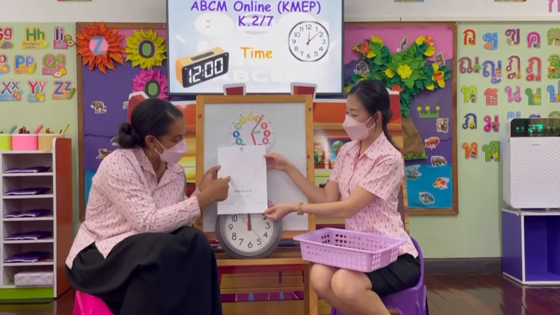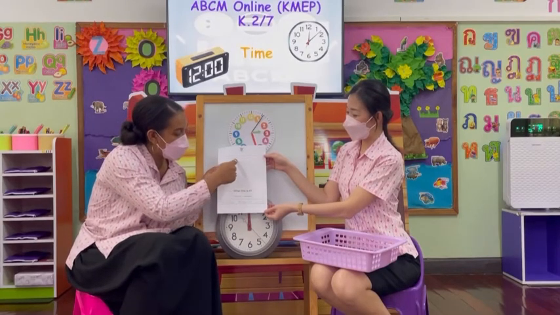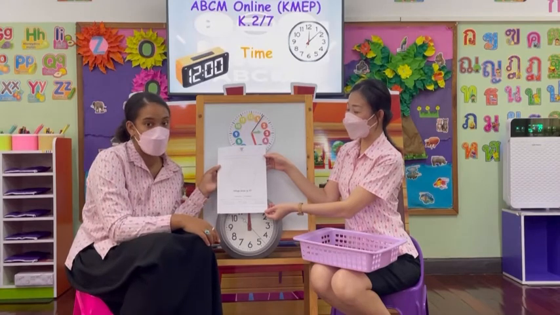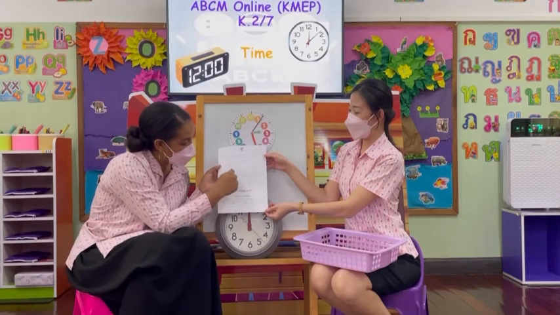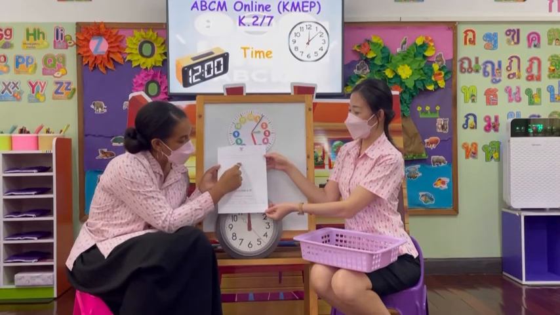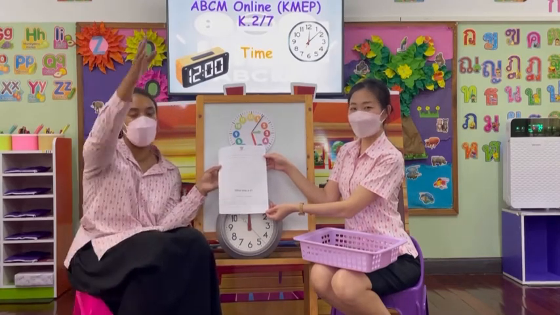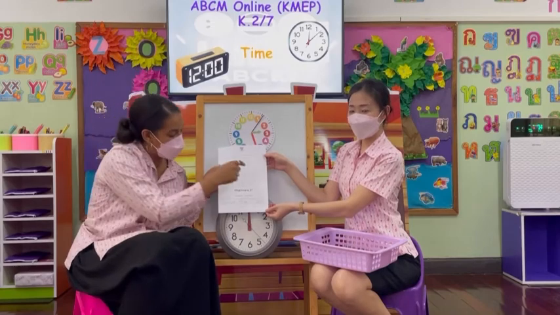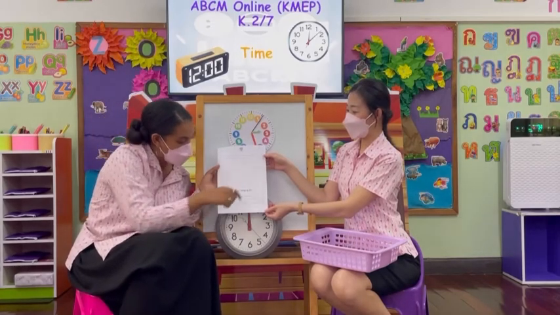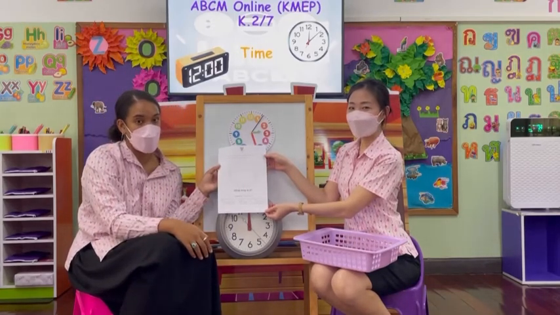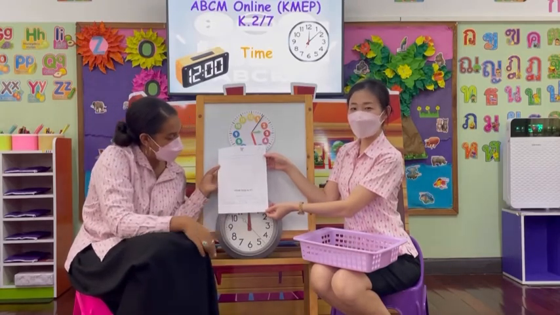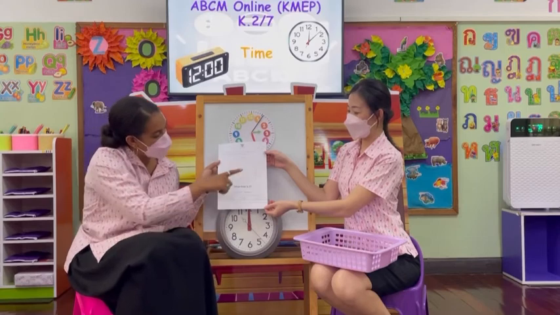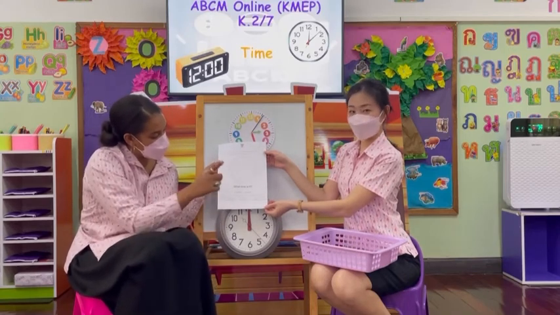We're going to trace around our clock the shape of a circle. And then you're going to trace the numbers around the clock. And we're going to point our minute hand up to 12. And that gives us an o'clock. And your hour hand, you're going to point to another number.